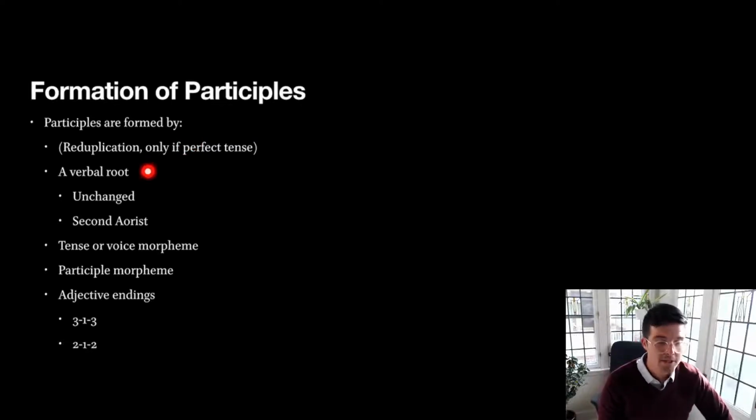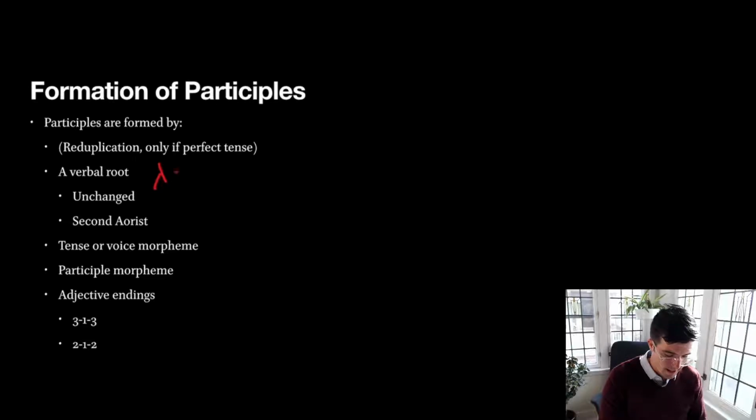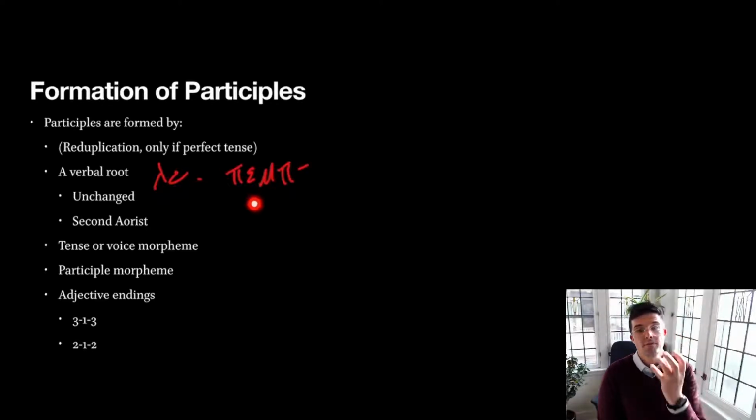Then a participle is going to have a verbal root. That is what we get the sense of the verb from, or what the meaning of the verb is. So remember, the root of luo is lu, lambda upsilon, like this. The root of pempo is pemp, like this. So these are the verbal roots that are going to form one of the building blocks to which other things can be added on to form a participle.